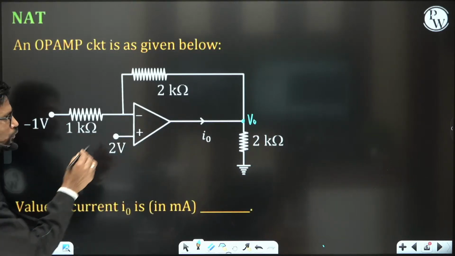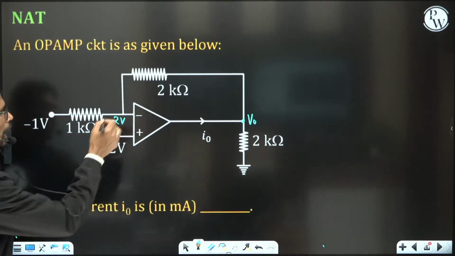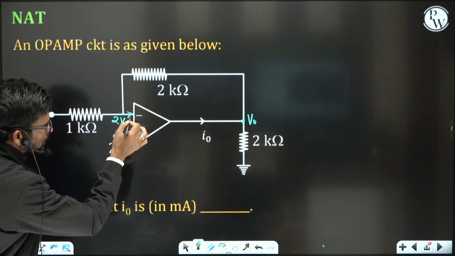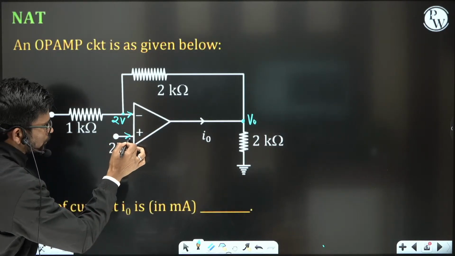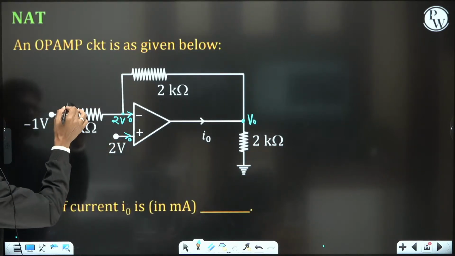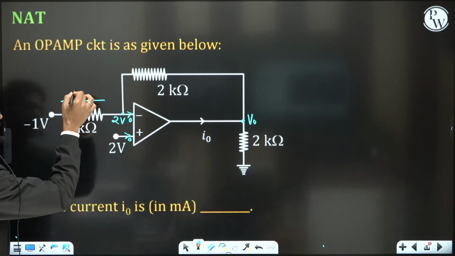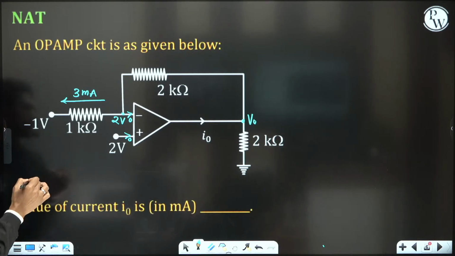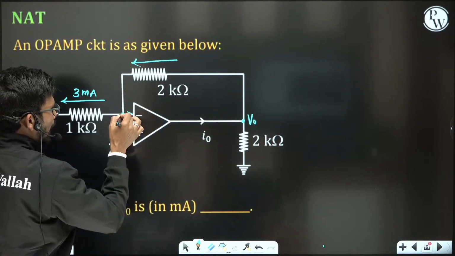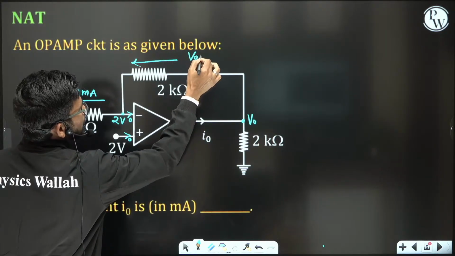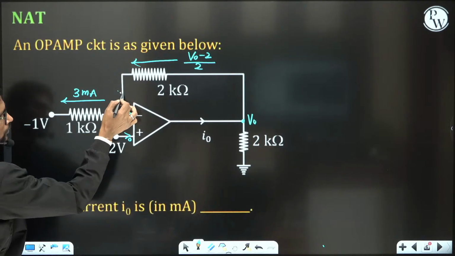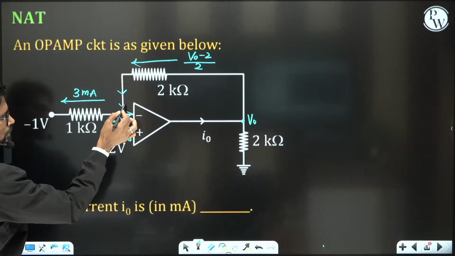Since V plus is equal to 2 volt, definitely V minus will be equal to 2 volt. Now I can apply the KCL at this negative terminal. Here, since op-amp is ideal, no current is flowing through this negative terminal, no current is flowing through this positive terminal. So apply KCL at this node. So 2 minus minus 1, 3 upon 1, this is 3 milliampere current flowing in this direction. Here, what current is coming from this? V naught minus 2 upon 2 kilo ohm. So V naught minus 2 upon 2 kilo ohm current is coming from this output terminal through this 2 kilo ohm resistance, and this current is carrying through this node.